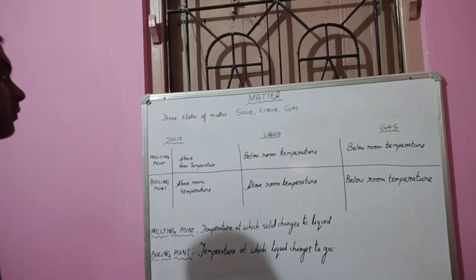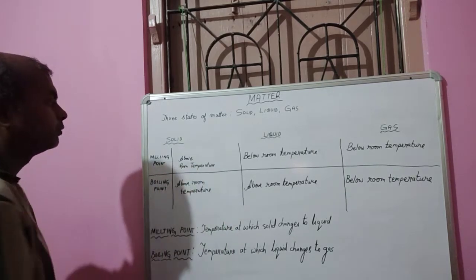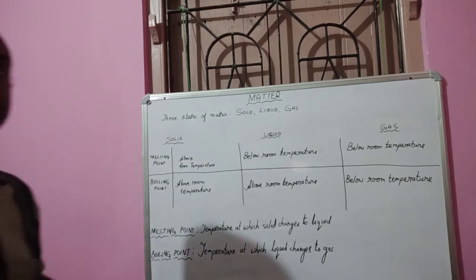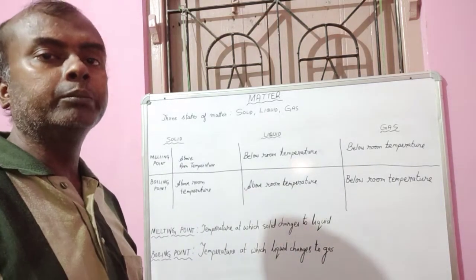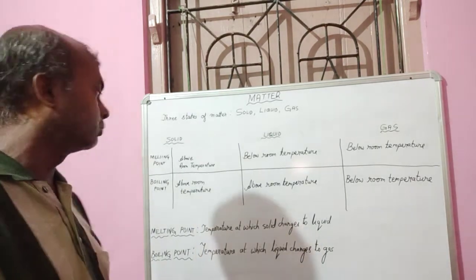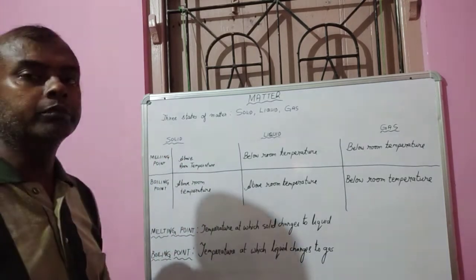Alright. For solid, melting and boiling point both are above room temperature. Above room temperature means temperature which is more than the temperature of your room, or normal temperature. Okay, the normal temperature which is in your room. So both melting and boiling point for solids are above room temperature.